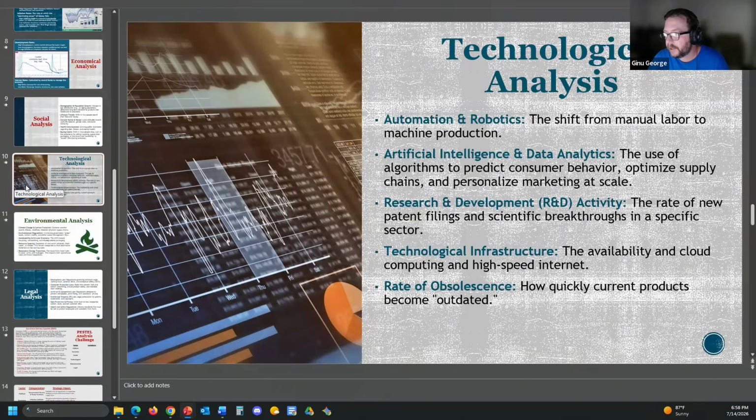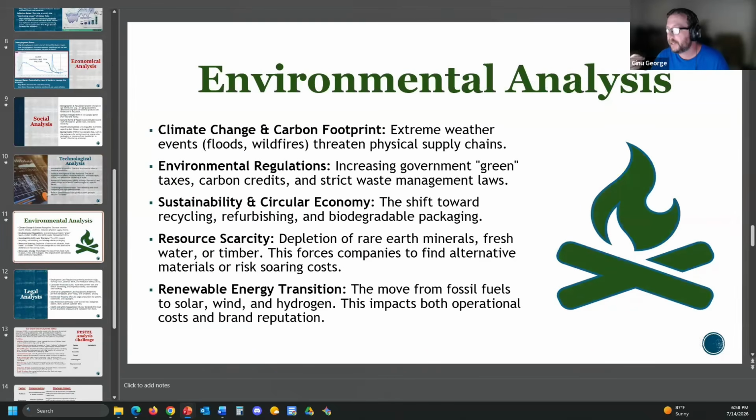So we've been through some of the PEST. How about E? Environmental analysis. So our E here, environmental factors, has shifted from almost a public relations footnote to a core strategic priority.